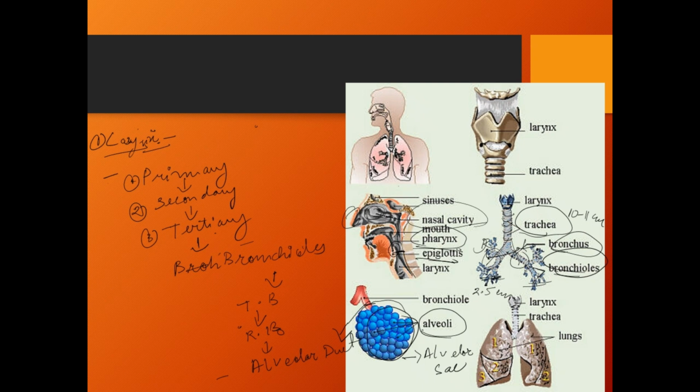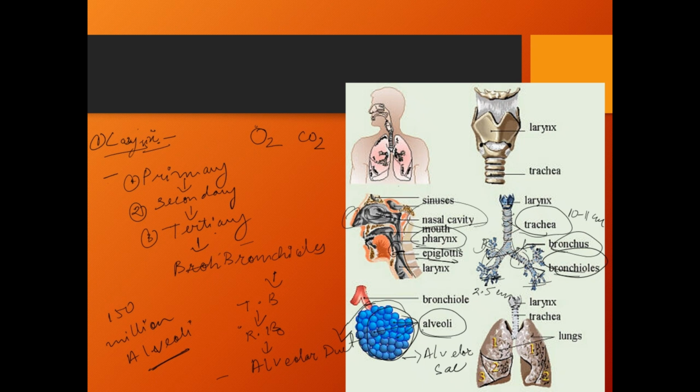Mainly you have around 150 million alveoli in normal adult lungs. Now these alveoli are the main structure where the gas exchange takes place. The oxygen is taken in and the carbon dioxide is released through the blood.